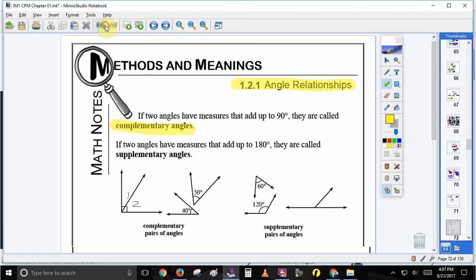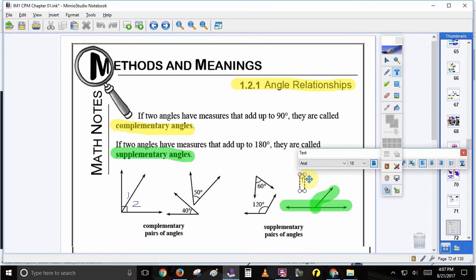Along the same vein, we have supplementary angles. Supplementary angles are angles that add up to 180 degrees. So that's like these two angles down here. If we think about this angle being, say, 120 degrees and this angle being 60 degrees, 120 plus 60 would give us 180 degrees. That creates what's called a linear pair, and angles that add up to 180 degrees are supplementary. So this is called a linear pair.